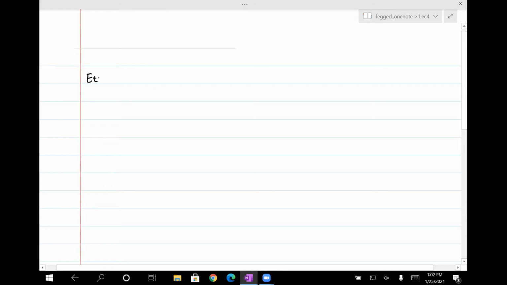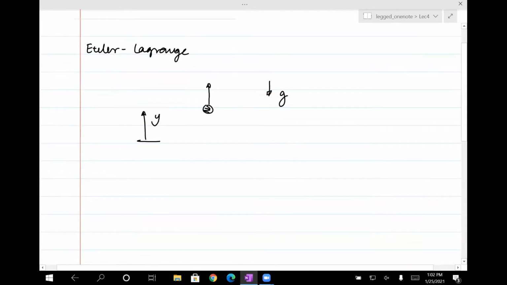So let's take this simple example of a ball dropped in the air. There's gravity, and this is a one-dimensional problem, so it's only moving in the y direction. In this case, the Lagrangian is T minus V, which is half mass times velocity squared. Velocity is y dot, so it's half m y dot squared, and then minus mg times y.